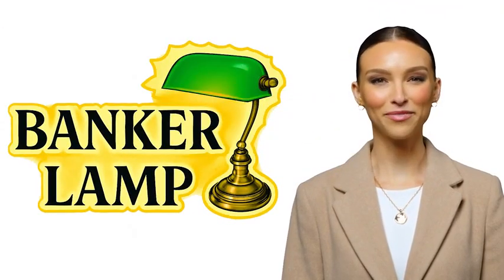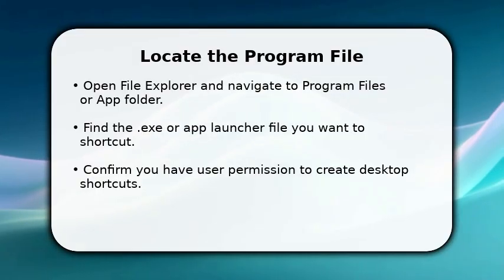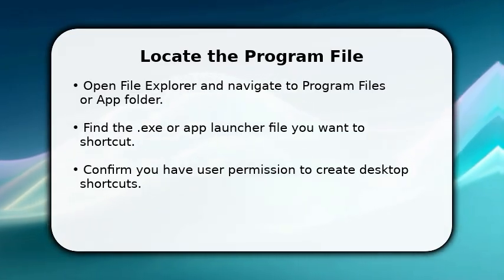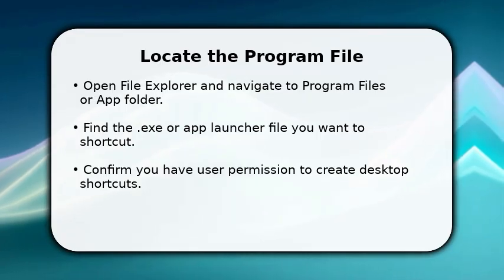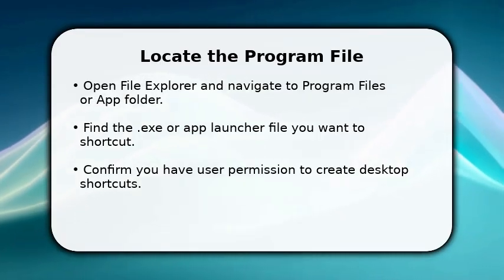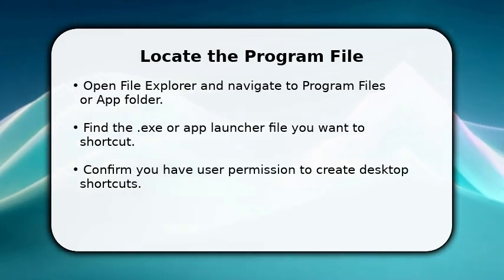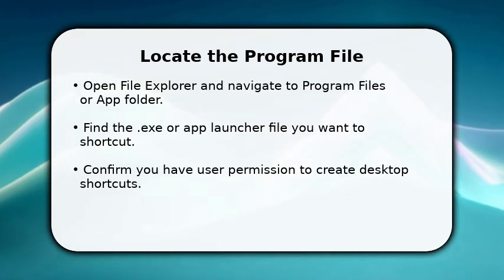Please enjoy the video. You start by finding the actual program file. Don't search the Start menu. Open File Explorer and go to Program Files or the Apps Install folder. Once you've located the exe or launcher, make sure you can modify files in that folder. If not, use an administrator account.